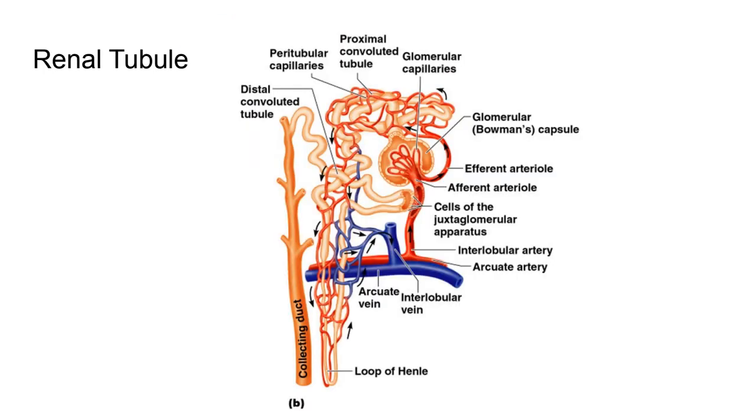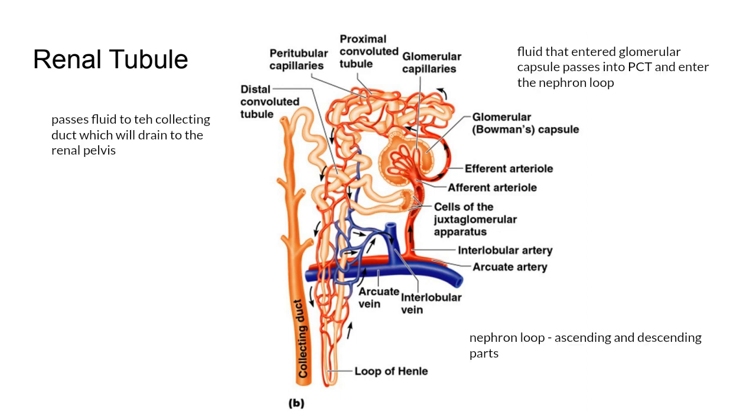So the renal tubule is the second part of the nephron. Remember, this is all part of the nephron. The nephron consists of the renal corpuscle and the renal tubule. The renal tubule is going to be divided into three parts. The first part is going to be the proximal convoluted tubule. You see your spelling for that is right here. So this is the first part.